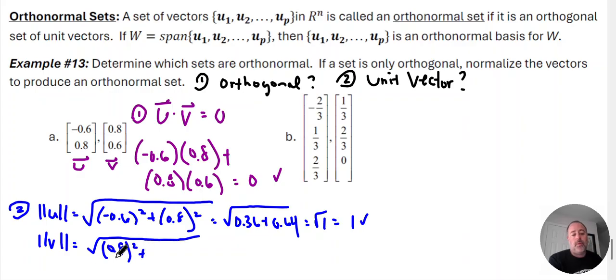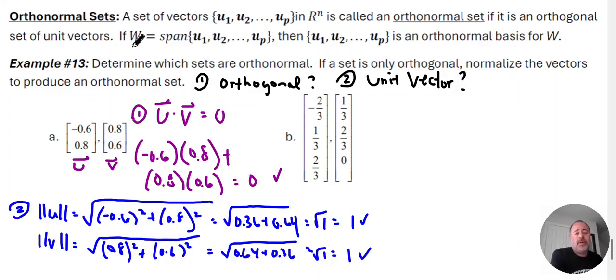So we want to do 0.8 squared, and then 0.6 squared, which gives the same values, just in a different order, which gives us the square root of 1, which is equal to 1. So we're good. In this case, we can say that yes, these are orthonormal sets. Okay, so easy. We just had to show that that's true.